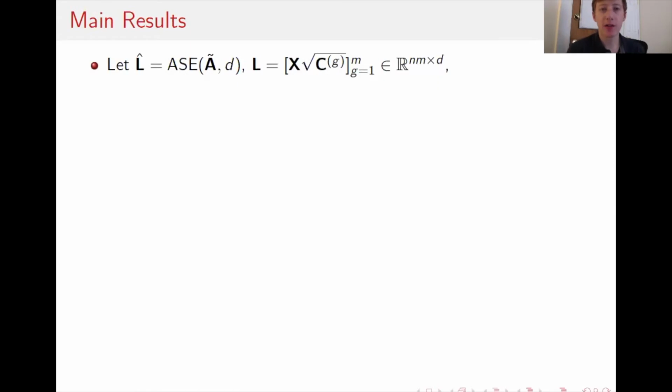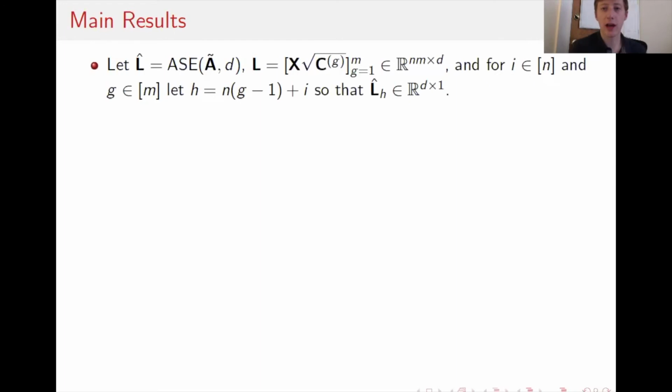So before we actually state our main results, just some notation that will show up in the statement of these results. So L hat again is our omnibus embedding estimate. So it comes from the ASE of the omnibus matrix. And we'll let L be this block matrix with X times square root of C's stacked on top of one another. So L hat here, remember, is estimating L.